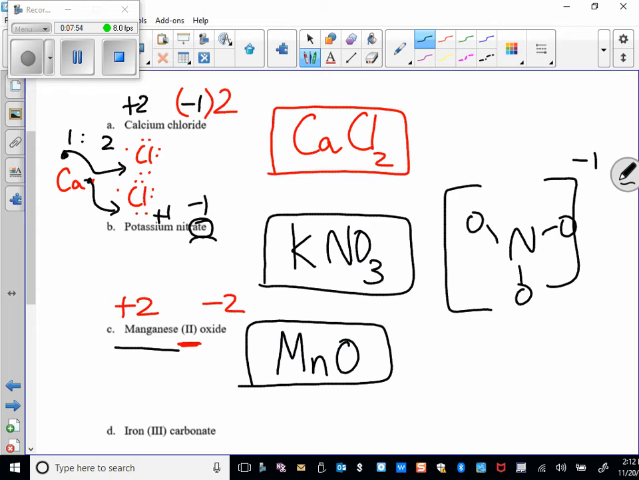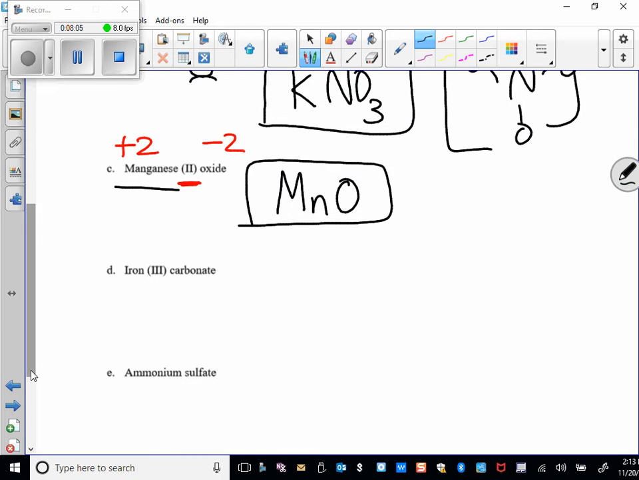Just put it. Should I wait for you guys to finish it? Should I do that, Kelly? No. Okay. I thought I'll just do one page and then I'll make you do some more on your own. Let's look at the next one. It says iron 3 carbonate. What is the charge on iron?